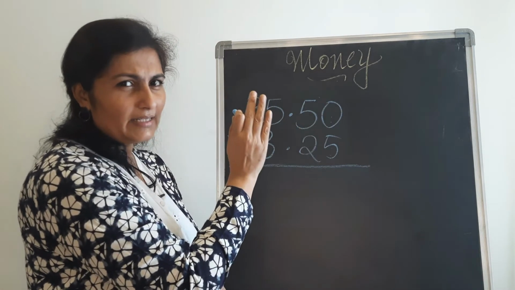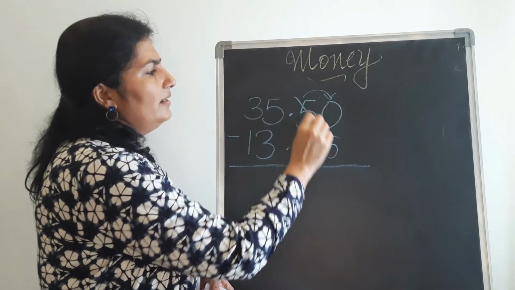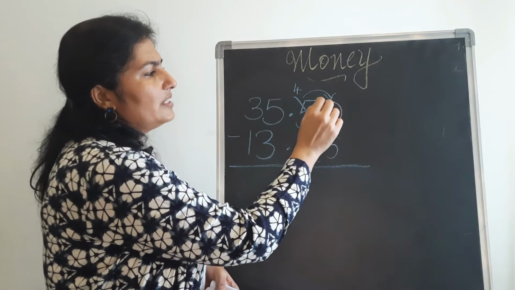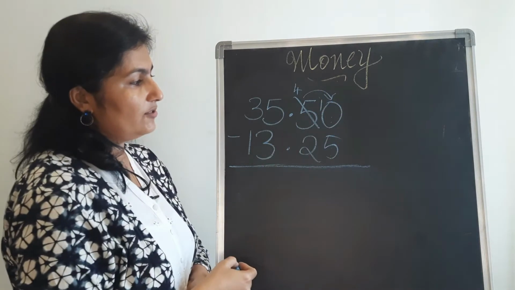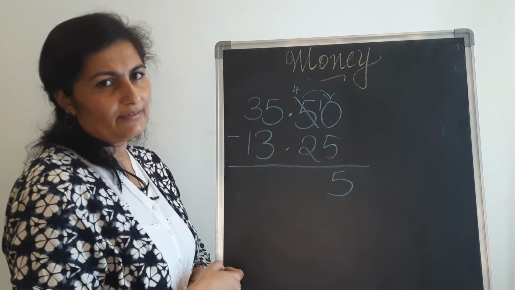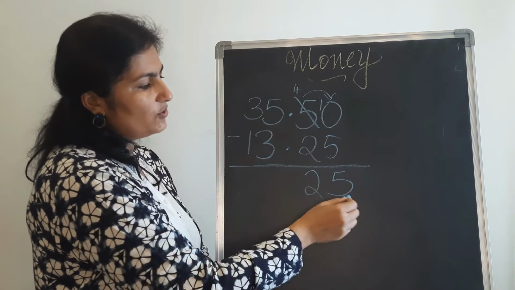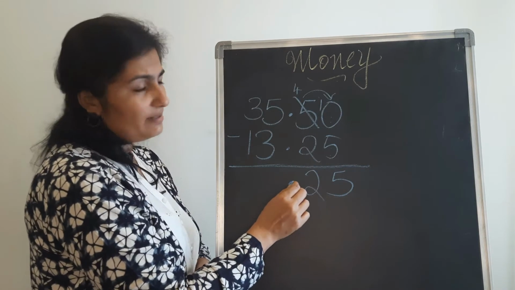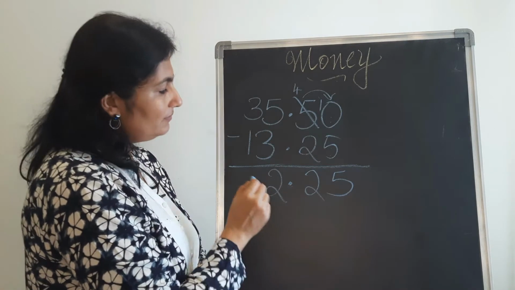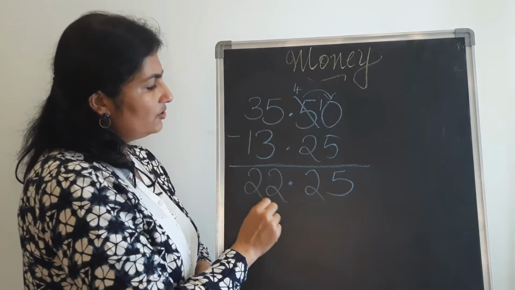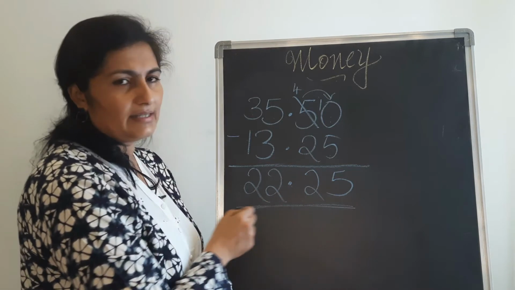It's the same place value house. Don't think of anything else. Just go to the next door to borrow. So we took one here. This became 4 and this became 10. We got one from the tens column. So 10 minus 5 is 5. Then here it is 4, not 5. 4 minus 2 is 2. So 25 paise we got. Don't forget the decimal. 5 minus 3 is 2. 3 minus 1 is 2. 22 rupees 25 paise.